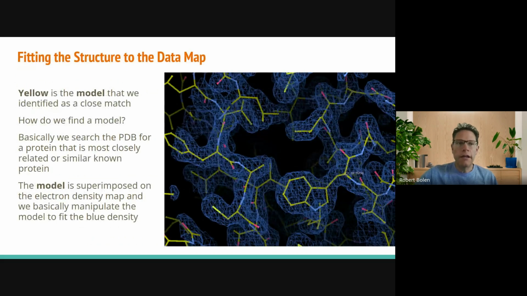So basically, when we fit the structure to the data map, we keep doing this in cycles where we go back and forth. And again, the yellow is the model that we identified as the close match. And again, the way we find that model is searching the PDB for a protein that is most closely related. The more that this model fits the map, the more accurate our protein is going to be.